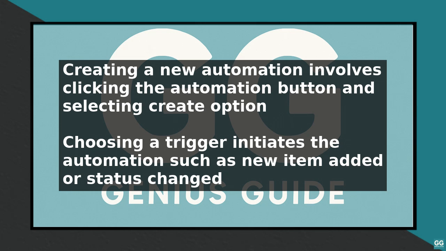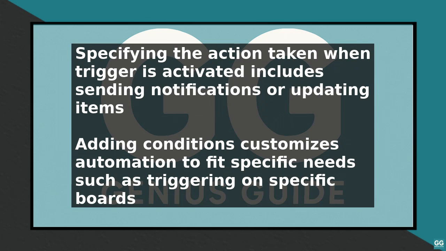You also have the option to add conditions to your automation, which allows you to customize the automation to fit your specific needs. For example, you can set up an automation to only trigger when a specific condition is met, such as when a new item is added to a specific board or when a specific user is assigned to a task. To illustrate this, let's consider a practical example.